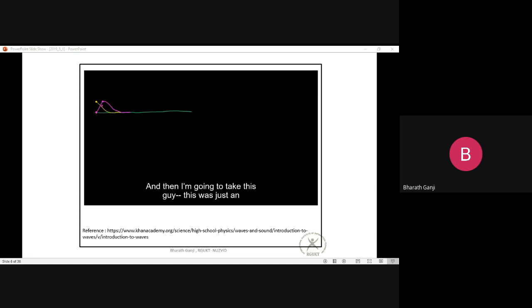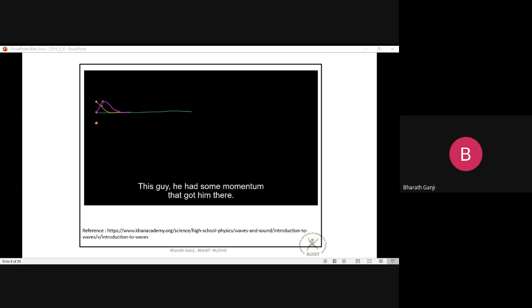And then I'm going to take this guy. This was just an intermediate position on the way to being pulled all the way down here. Being pulled all the way down. I already used yellow. Let me use orange. Pulled all the way down here. So what's the rope going to look like now?